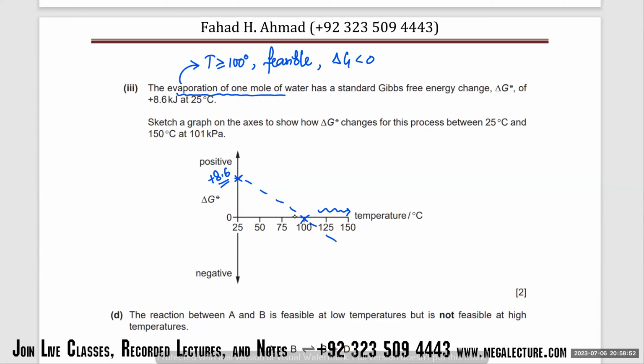Okay, so the line would be like this. Before 100, it's not feasible, so it's going to be positive values. After 100, it's feasible, so it's going to be negative values. Okay? Is this clear, this question?